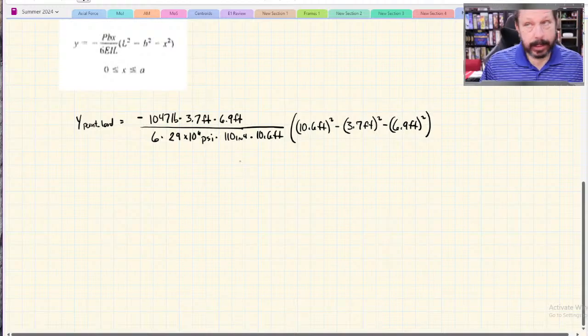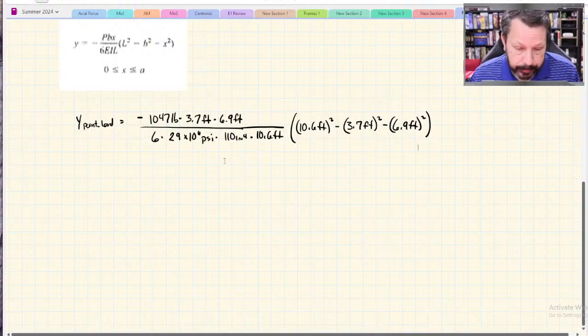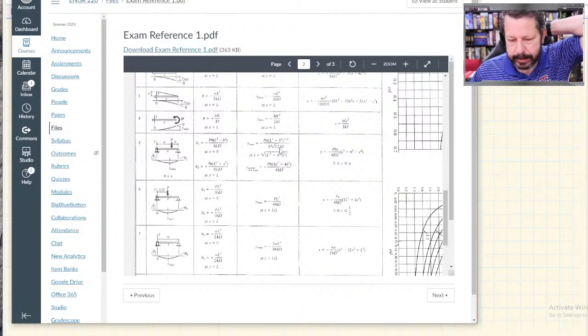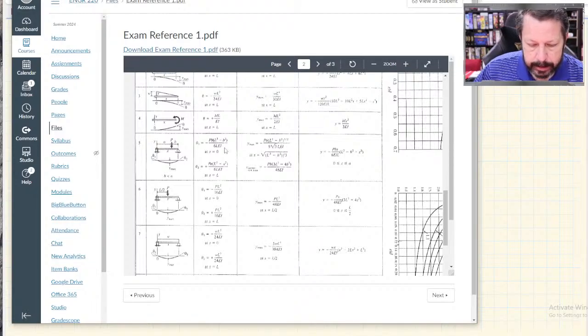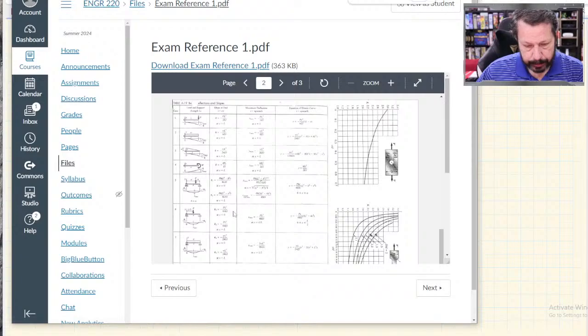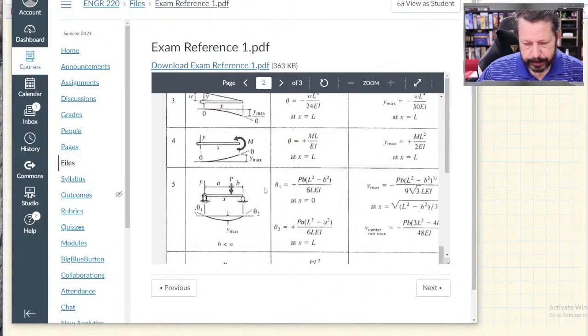And yeah, we could do that with our calculator, but why don't we use this equation instead for max deflection? Oh, so yes, there is this version right here, PB times L squared minus whatever over 9 square root of 3, which is the maximum deflection. If you look, this one even shows it. Let's zoom in a little. Whoops, too much. This one even shows it.